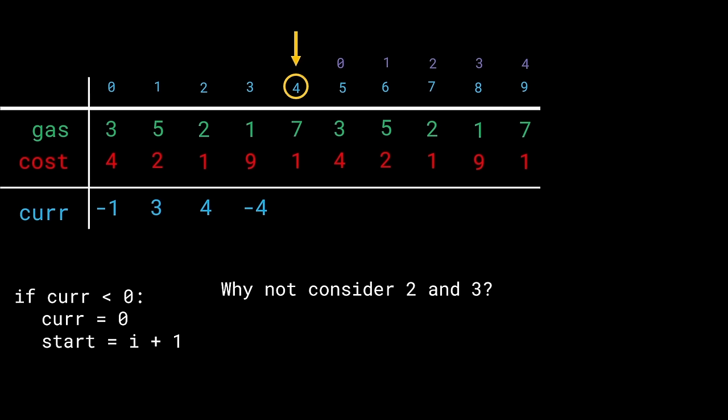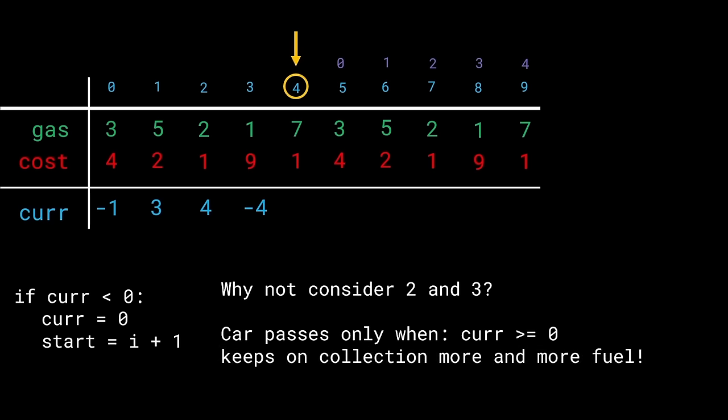The if condition says that if current is less than zero, then go ahead and make a restart. In other words, I can say that car only passes a station when the current is greater than equals to zero. What this also means is that as it passes through more and more stations, it keeps on collecting more and more fuel. That is, in one particular station, it is going to collect at least zero amounts of fuel, if not more. So it might be some positive amount of fuel is going to accumulate every single station it passes through. And if it does not pass through, well, it goes to the if condition and gets reset.